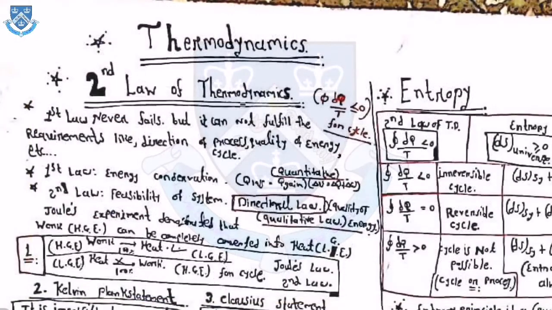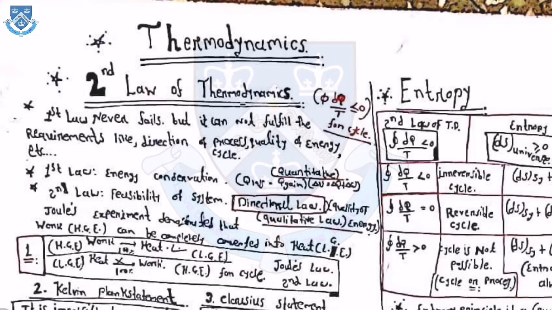Here you can see the second law of thermodynamics. The first law never fails, but it cannot fulfill requirements like direction of process or cycle, quality of energy, etc. As you all know, the first law is also known as the energy conservation law, and the second law is known as the law of feasibility. The second law gives information about the quality of energy.